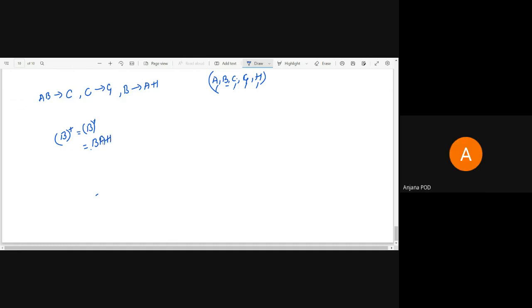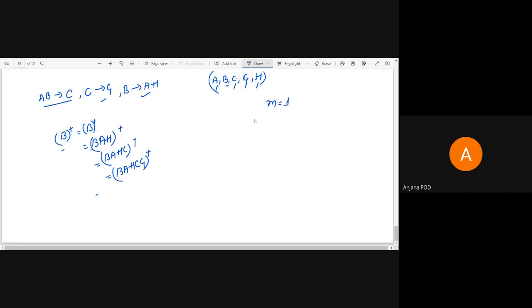We'll go one by one. BAH, because B determines AH, and then AB determines C, so we get BAHC, and then since C determines G, we get BAHCG. So basically, B is the candidate key of the relation, right? So we have got one candidate key. So what was our question? We had m minus n. The value of m will be 1, right?